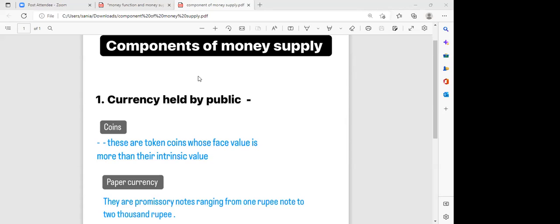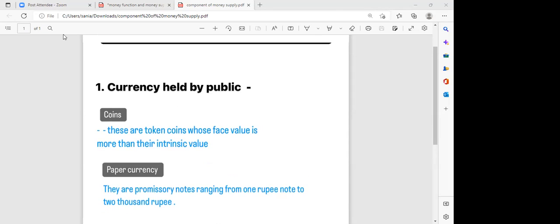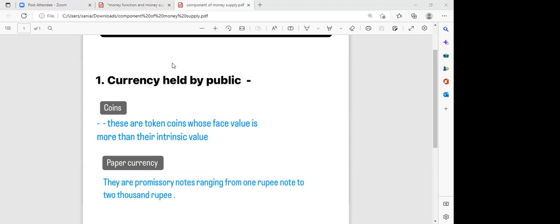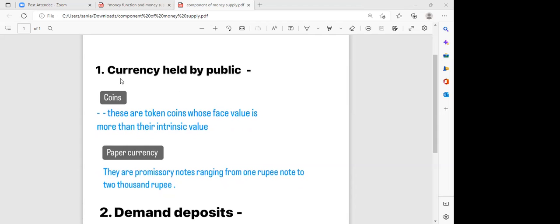Okay. So now what we are going to do? We are going to do the components of money supply. Basically, if I ask you how much money you have, you have money in two forms, currency and deposits, right? So the first component of money supply is currency held by the public. Why have I mentioned this? Because if your money is kept by the bank, that is known as deposits. But if money is held by the public, it is known as currency.